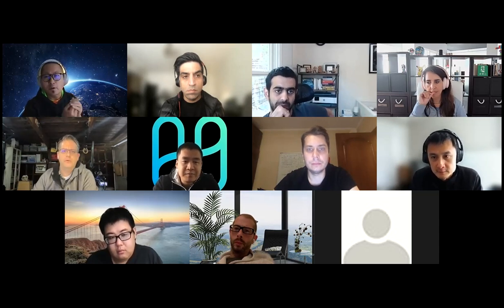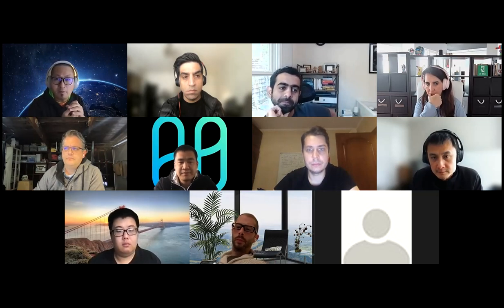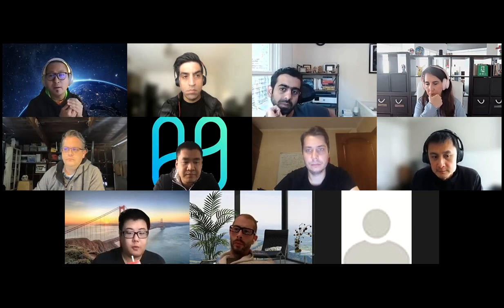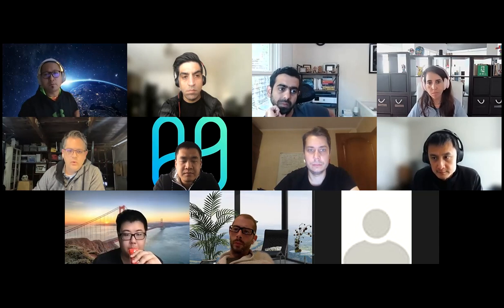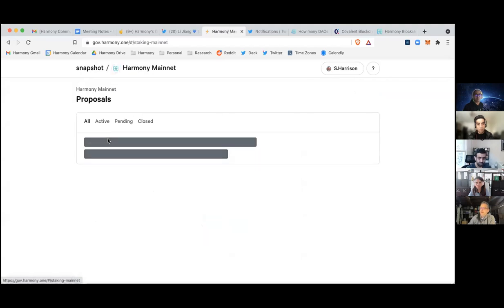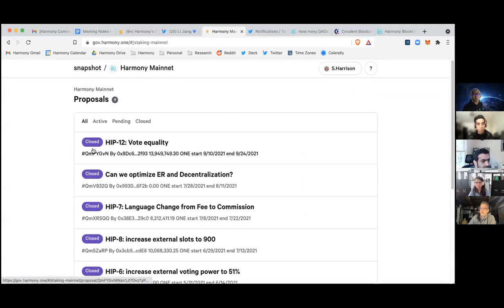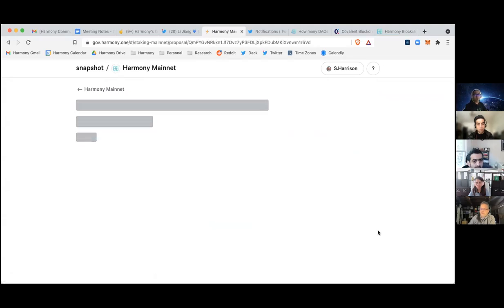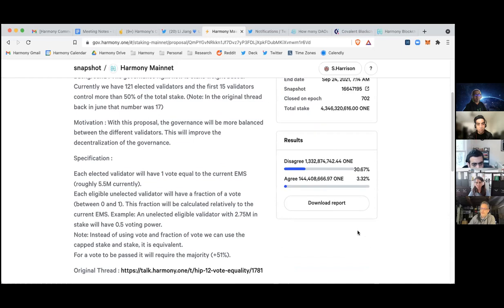Is that accurate? So it's not one validator, one vote, but your stake weight carries the vote. In terms of the network, yeah, it's stake weighted. In terms of the Validator DAO itself, the election is one validator, one vote. Right, and that's one of the things there was some confusion over. So in our Harmony One mainnet, we have this HIP 12, which was trying to change the stake weight to one validator, one vote. It did not pass, which I'm happy to see because I think it needs to be stake weight.